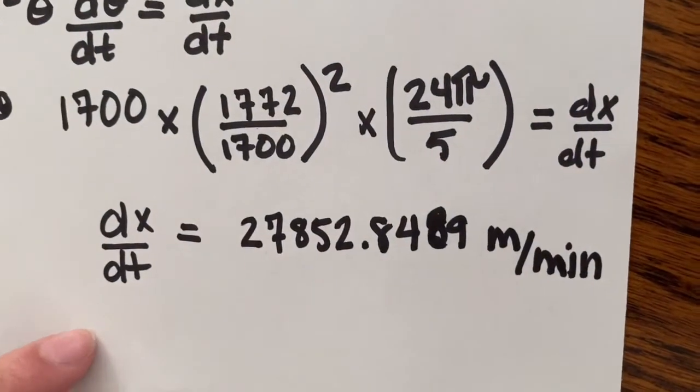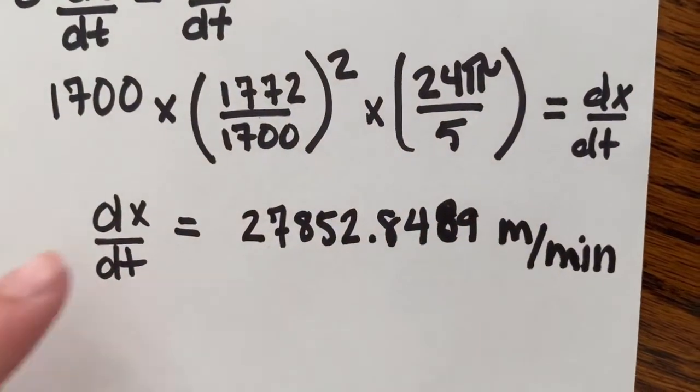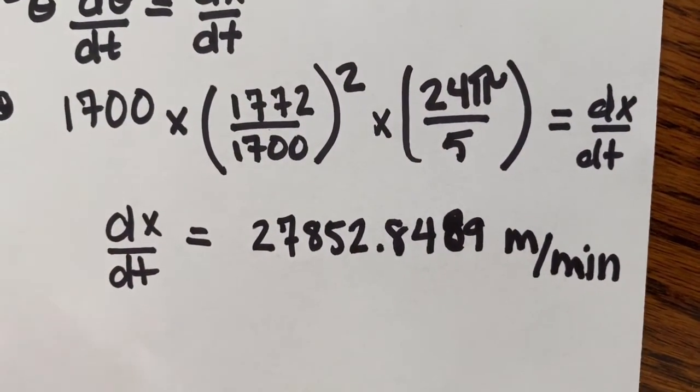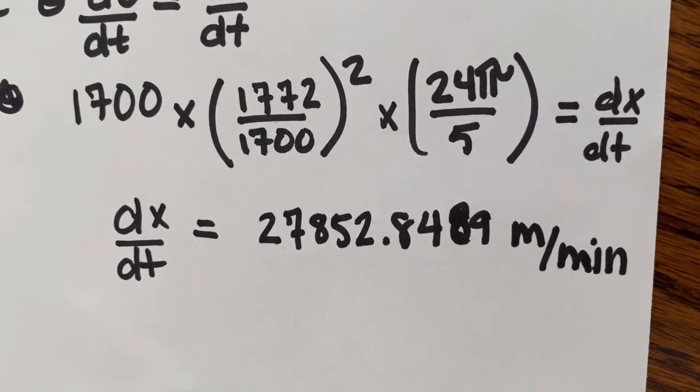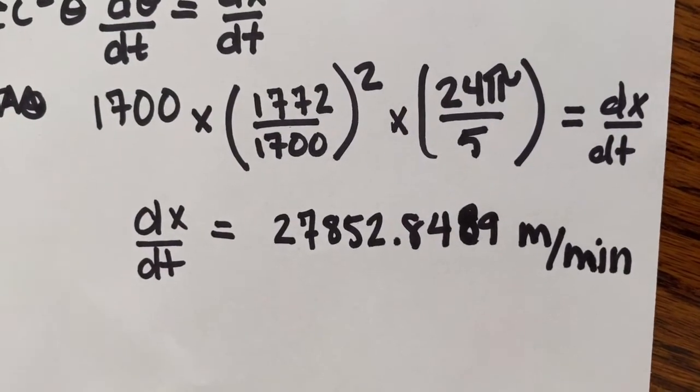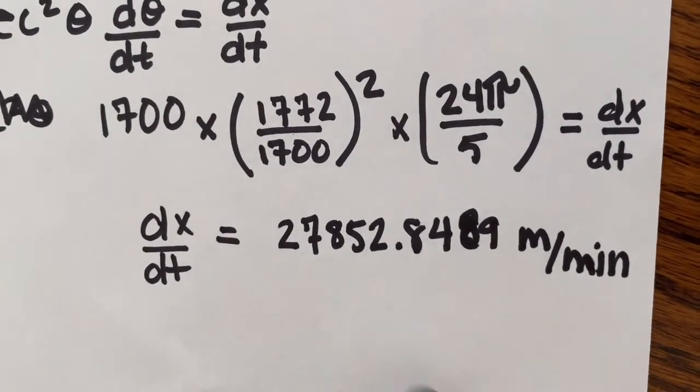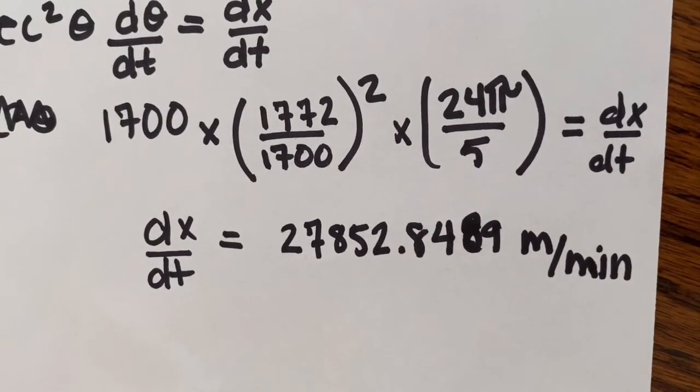Once you've plugged in all of these numbers to your calculator, you find that dx dt is equal to 27,852.8489 meters per minute. Do not forget your units because that is very important to the problem.